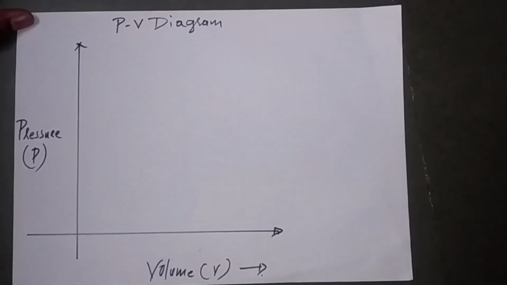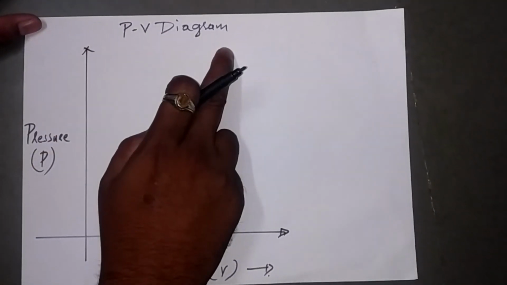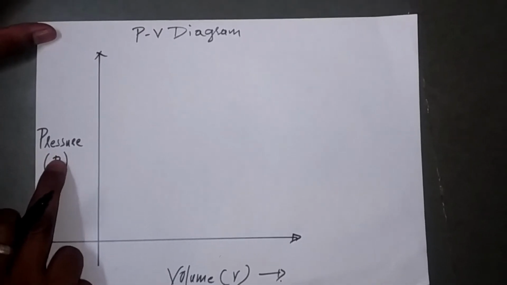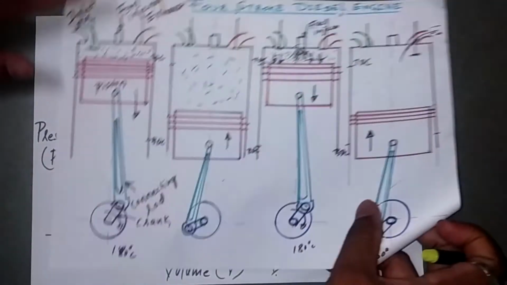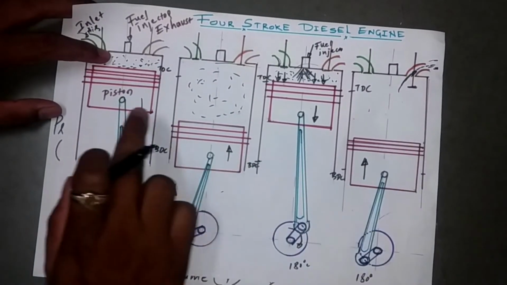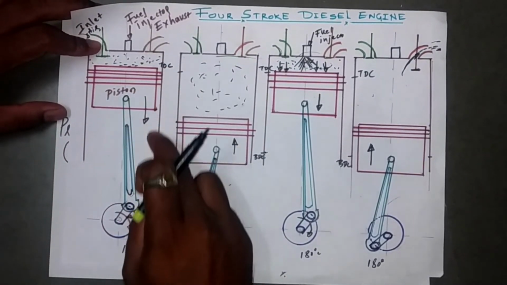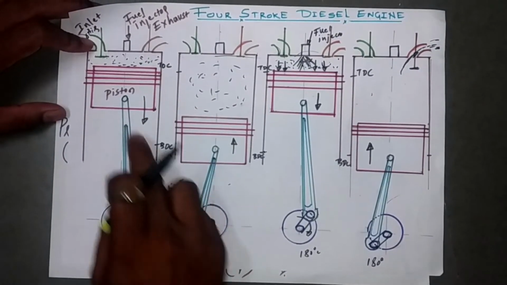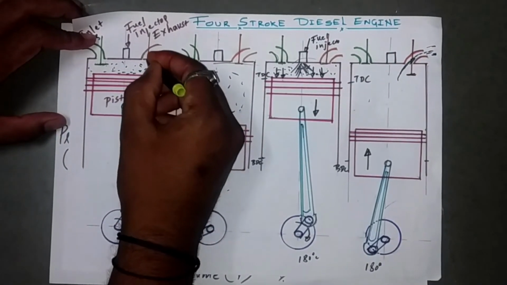So now we'll try to draw the 4-stroke diesel engine on the PV diagram. In the PV diagram we have pressure and volume, and we're going to draw all four strokes on it. Let us first begin with the suction stroke. What happens in the suction stroke is the volume increases at the same atmospheric pressure, and this clearance is called the clearance volume.